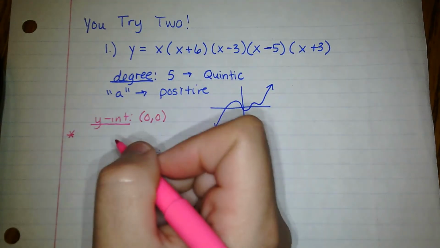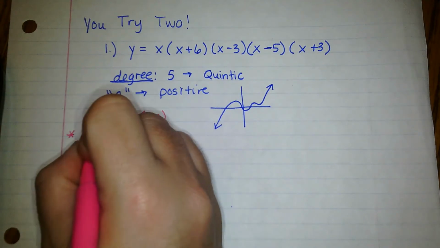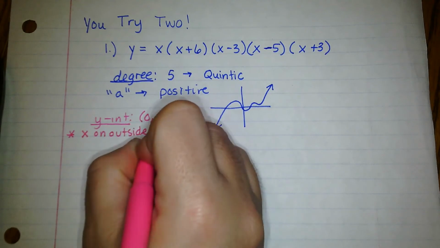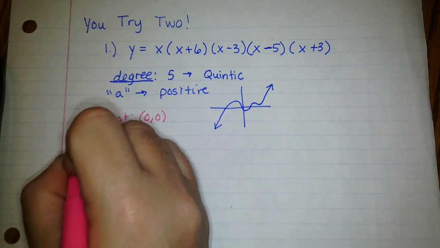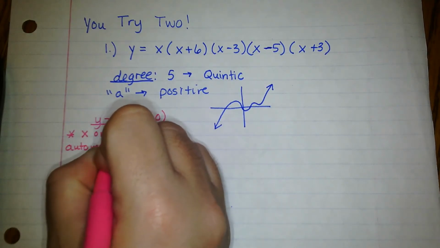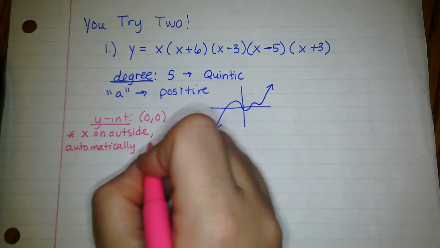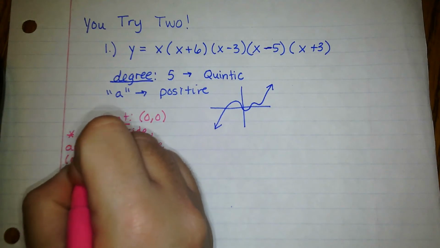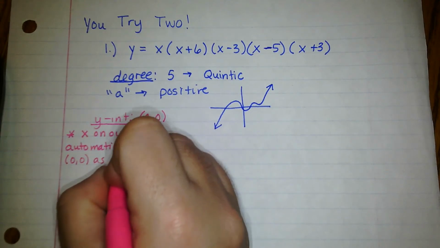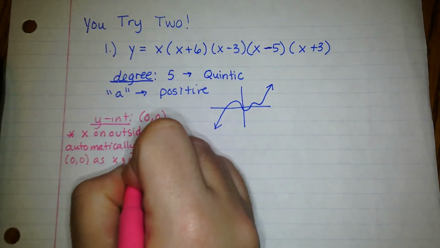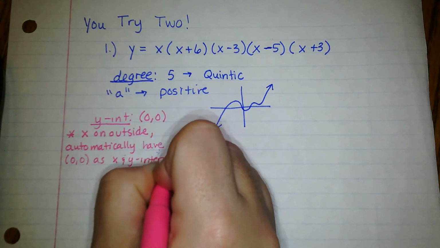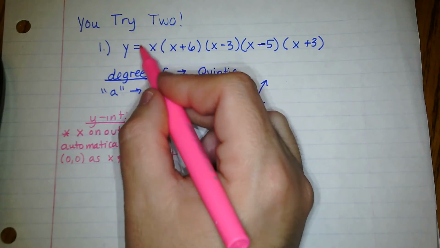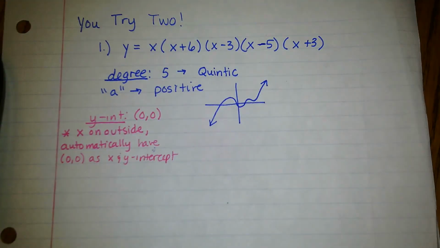Fun fact or note, if you have an x on the outside, you will automatically have the origin, or 0, 0, as your x and y intercept. Okay, so if you factor out an x on the outside, you're going to have 0, 0 right off the bat.